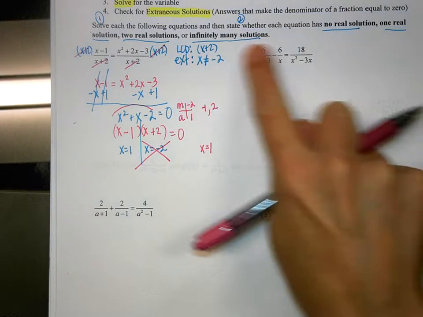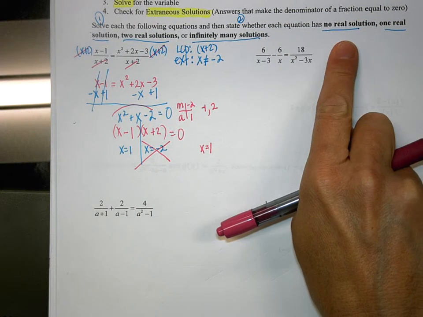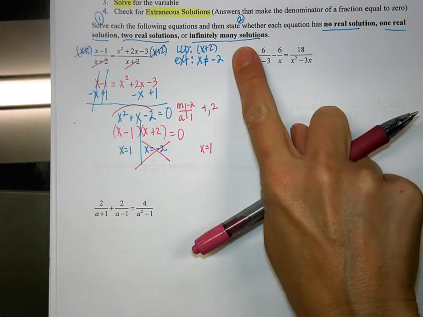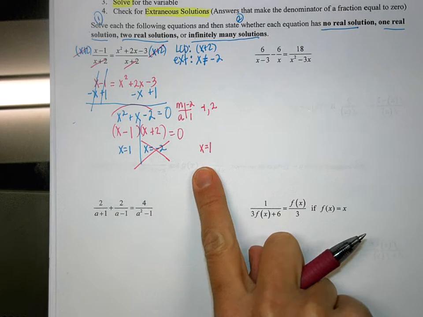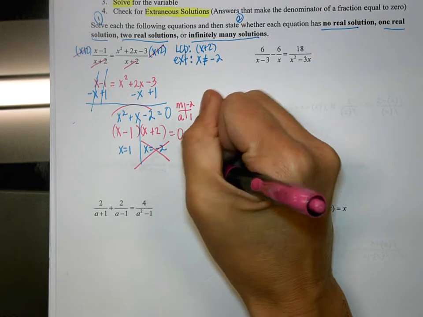And the second thing is state whether each equation has no solutions, 1 solution, 2 solutions, or infinitely many solutions. So how many solutions is that? 1 solution.